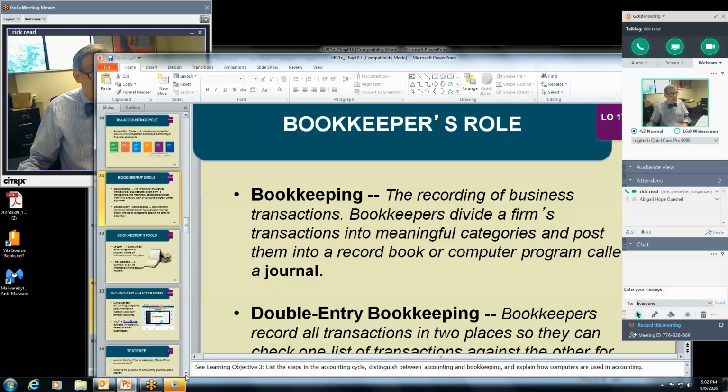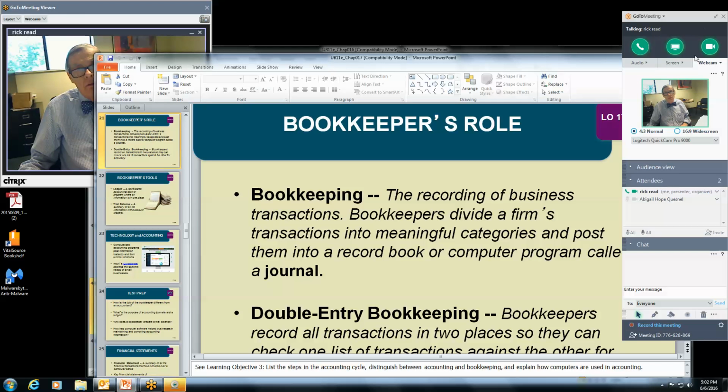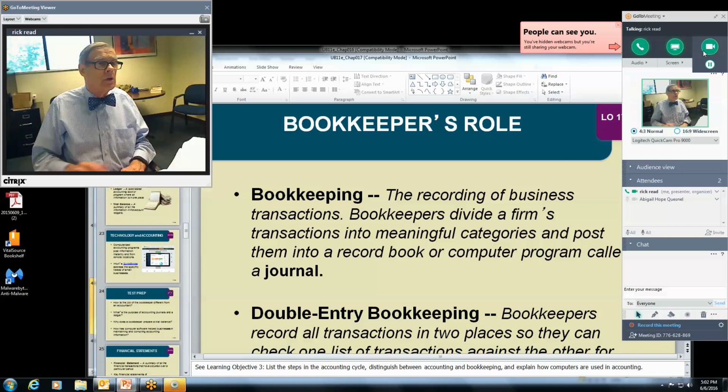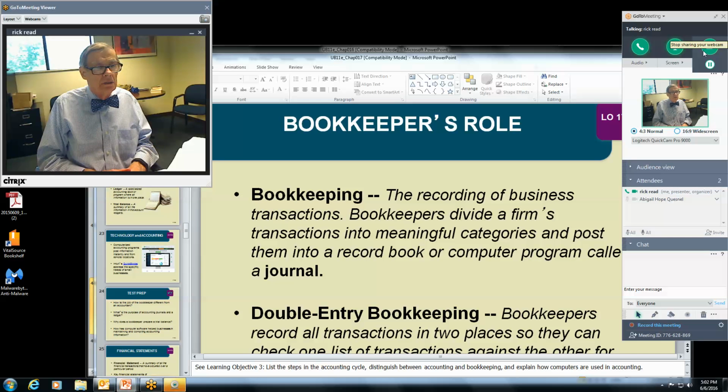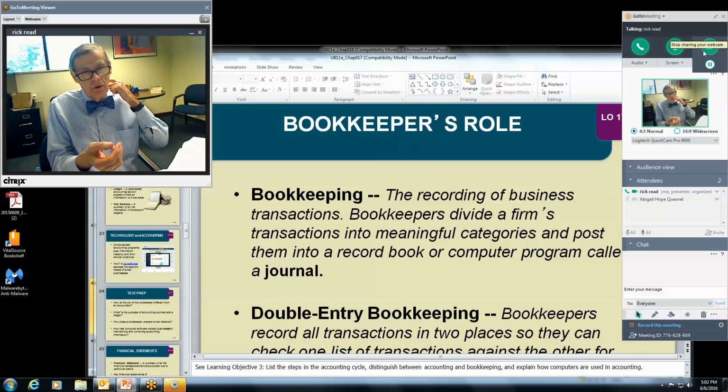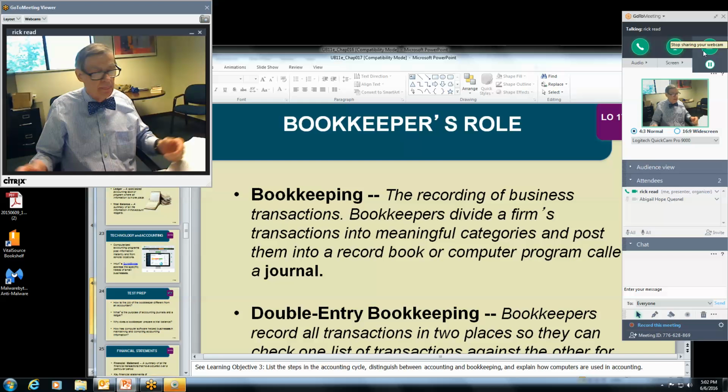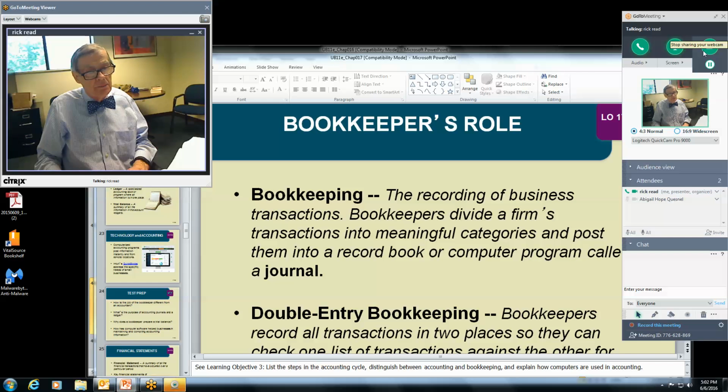Now we have here what is known as the bookkeeper's role. And the bookkeeper, notice, divides the transactions into categories that have meaning to them. And then they're posted to a record book or a computer program, and it's called a journal. Double entry bookkeeping records all transactions in two places, so you have a check and a balance. And by the way, double entry bookkeeping has been around for well over 500 years. It's not something new. It's been around for many, many years.